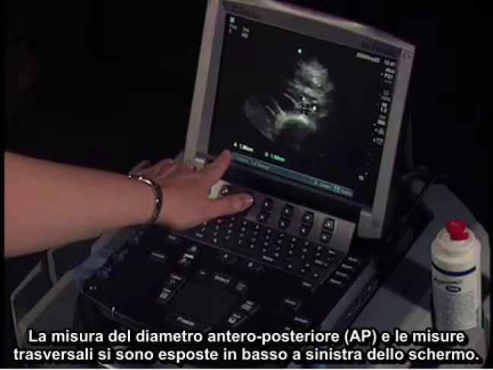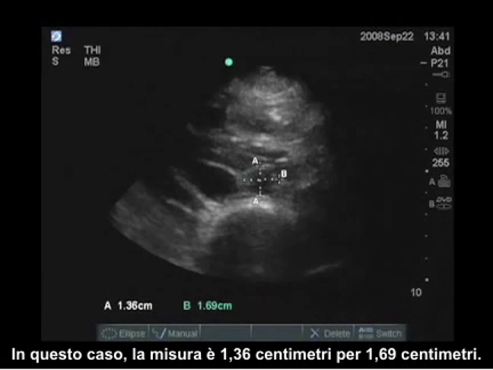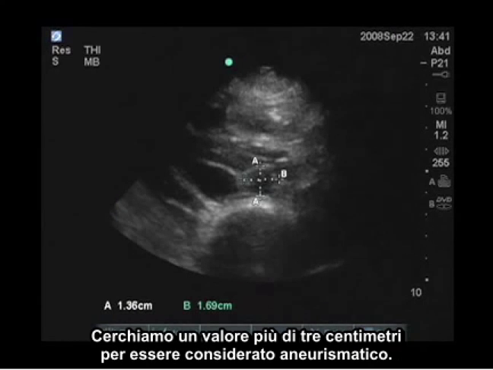The measurement is displayed on the bottom left of the screen, and in this case our measurement is 1.36 centimeters by 1.69 centimeters. So we're looking for a value of over 3 centimeters to be considered aneurysmal.